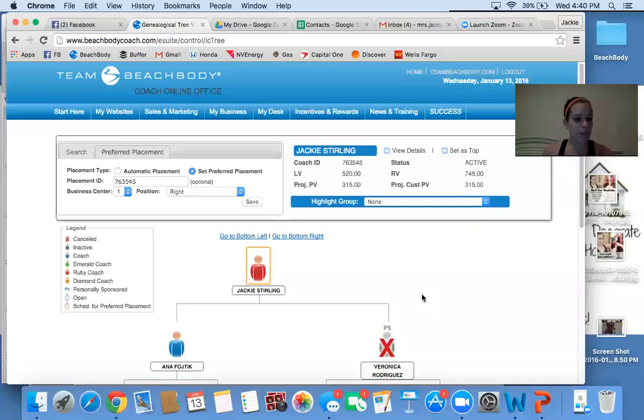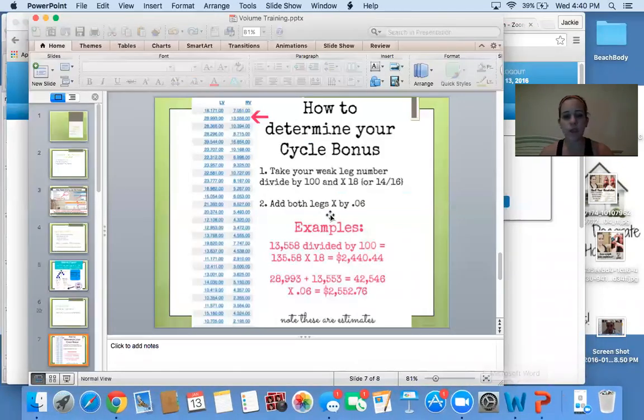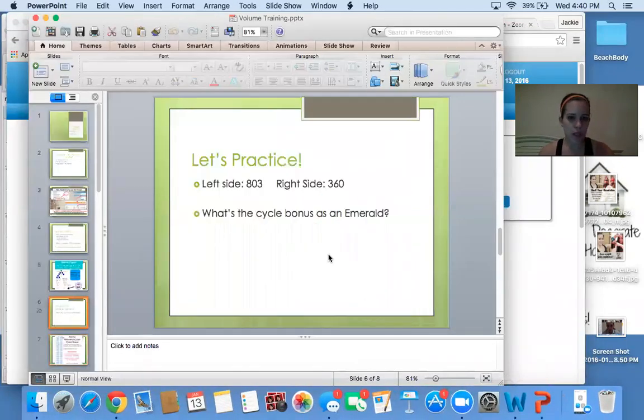Carryover is basically like rollover minutes. They don't really go away until the end of the year, so they'll continue to factor into your cycles as time goes on. Okay, so I just want to go back one slide here.